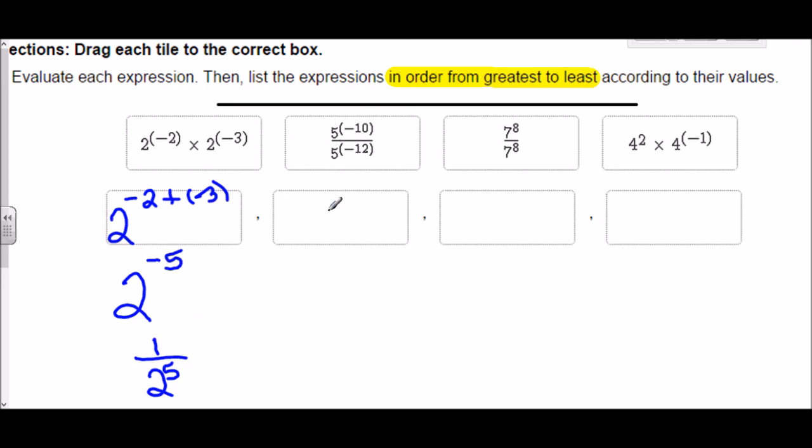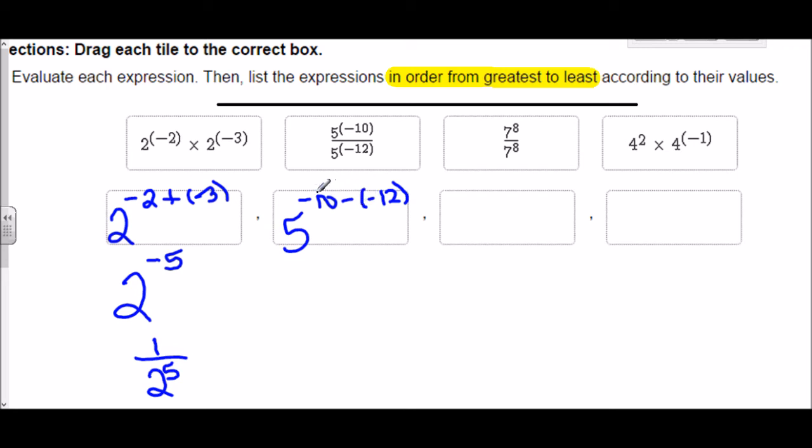5 to the negative 10th over 5 to the negative 12th will be 5 to the negative 10 minus negative 12, because we know that anytime you're dividing powers with the same base, you keep the base and you subtract the exponents. It doesn't matter what the signs are, you need to write out that you're supposed to subtract it. So if you know you're supposed to subtract it, now you go to the integer rules. When you have a negative being subtracted by a negative, you really should just change it to addition of a positive.